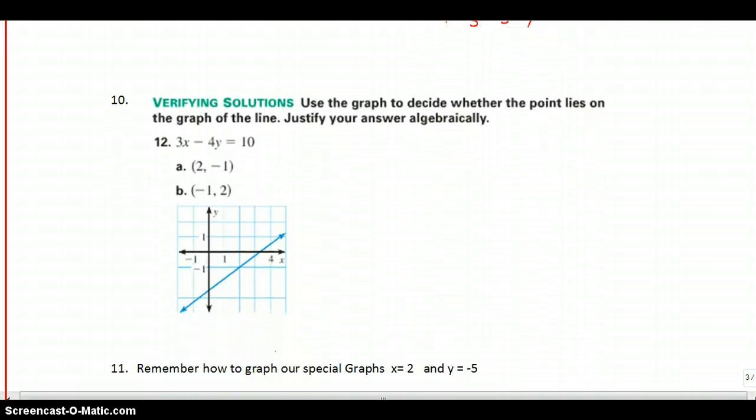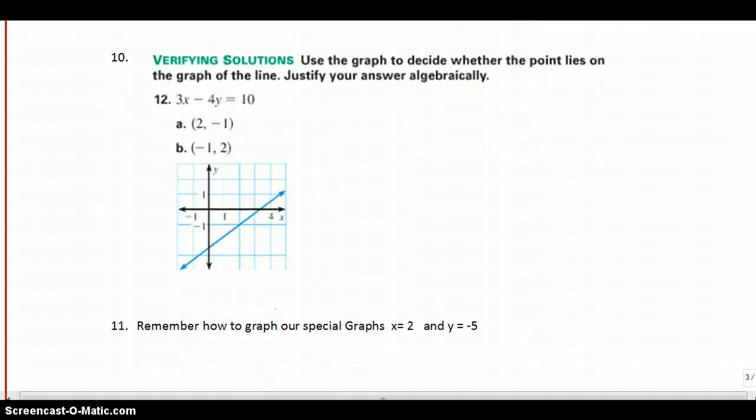Now this last problem, verifying solutions, is something that you already know how to do. If I look at the point 2, negative 1, it looks like it's on the graph, but I want to verify if it's on the graph or not. So 2 is x, negative 1 is y. I've got 3x minus 4y is equal to 10.